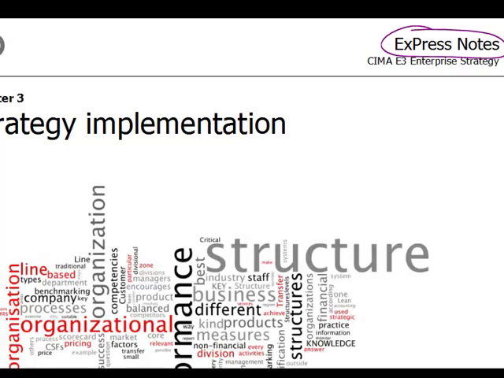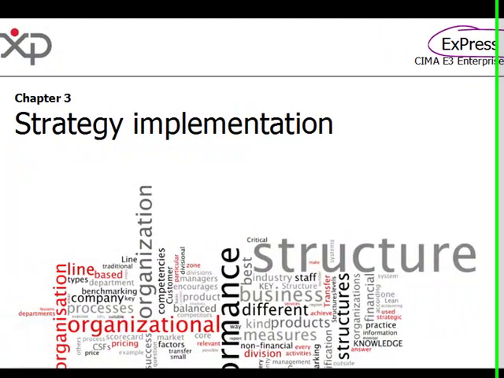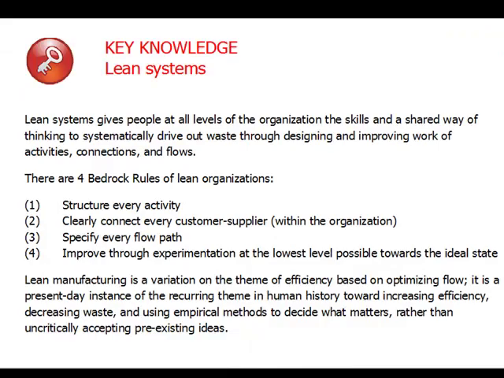We are in chapter 3 now of these Express notes. We're dealing with strategy implementation, and today's topic will be lean systems. Lean systems are described on page 30 in the Express notes. If you turn to this page, you will see that there are 4 bedrock rules of lean organizations. Lean manufacturing, lean management in general, is about reducing waste in a number of shapes and forms, which we will discuss in a minute.